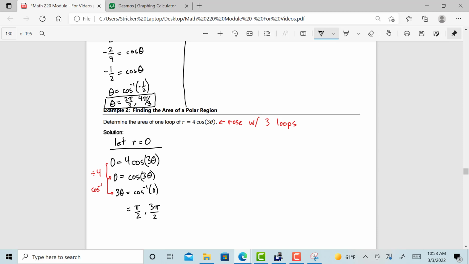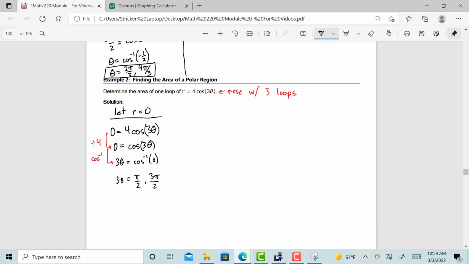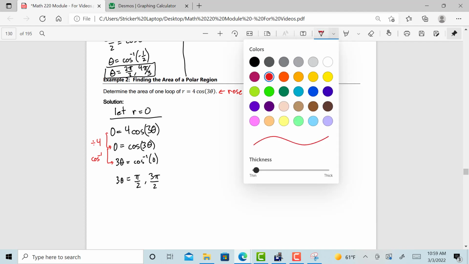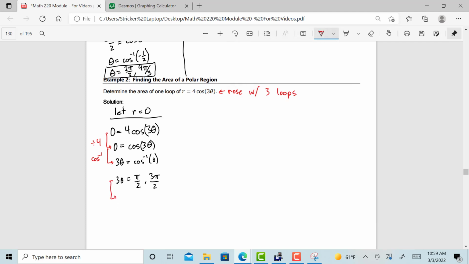That's on the y-axis. Cosine is the x value. X's are 0 on the y-axis. So at pi over 2 and 3 pi over 2, that's 3 theta. It's not theta, it's 3 theta. So if we want to actually figure out what theta is, now we need to divide both sides by 3. That's going to tell us theta. Pi over 2 divided by 3 is pi over 6, and 3 pi over 2 divided by 3 is pi over 2.